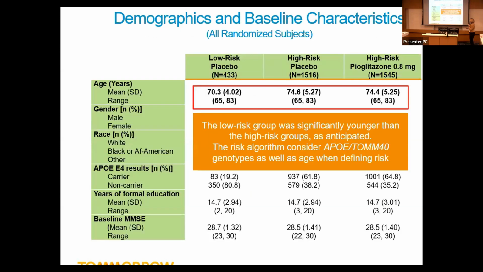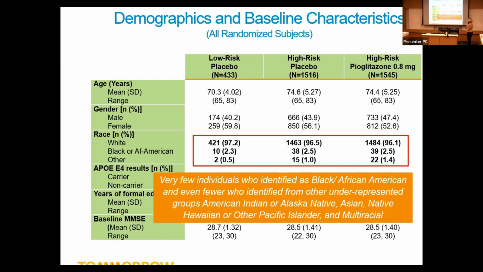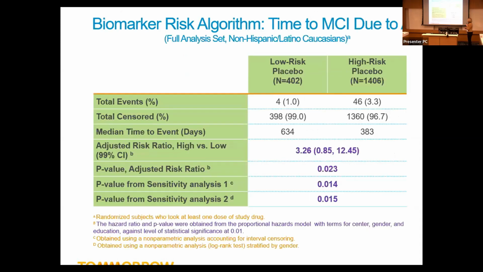Here are the data. As would be expected, the low group was actually significantly younger than the high-risk group. The lowest group was significantly younger, and that we would have predicted because the algorithm was based on age, ApoE genotype, and Tom40 genotype. So we would have predicted that there would be a difference there. This is concerning. This is what I mentioned at the outset. There are very few individuals who identify as either Black, African American, or in our other minority groups, as you can see here. So it's under 5% that we're seeing identified. And this is not unique to the Tomorrow study, as I'll show you in a moment.